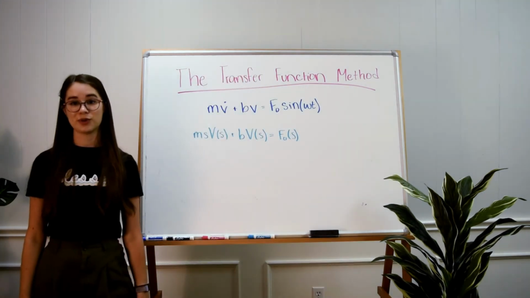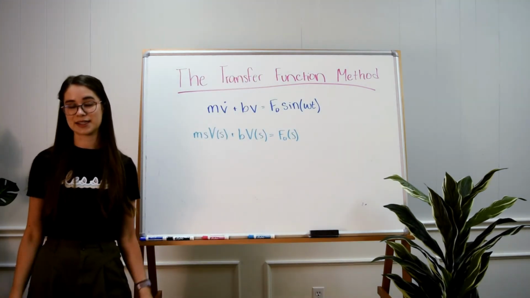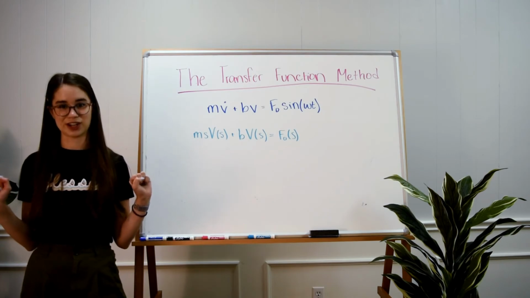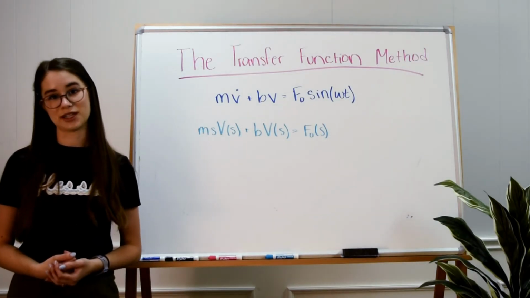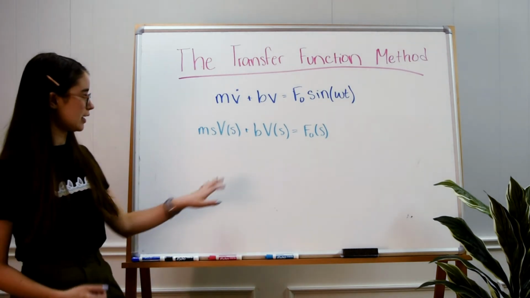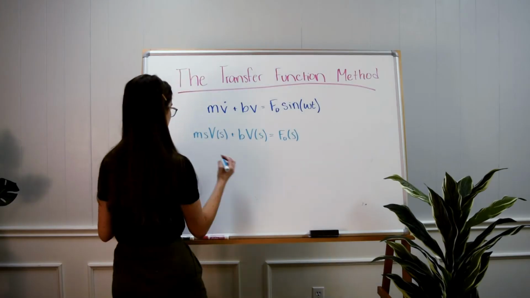In step 2, we are going to rearrange our variables to get us a good transfer function. Now, remember that our transfer function relates a single output to a single input. So in this case, v of s to f0 of s.